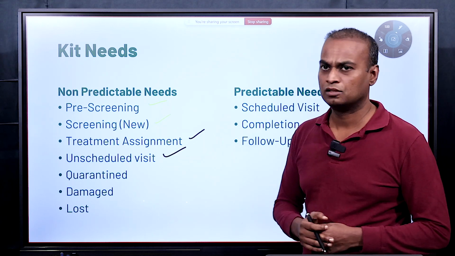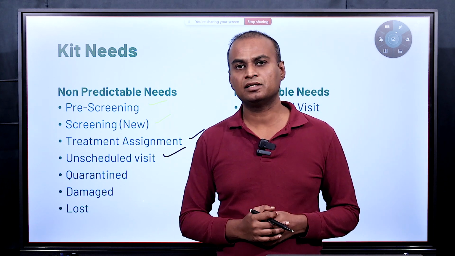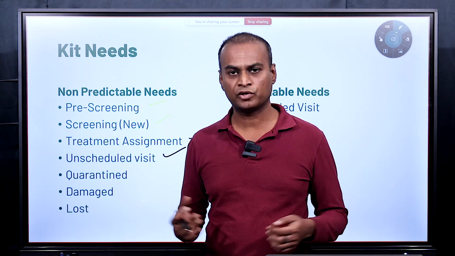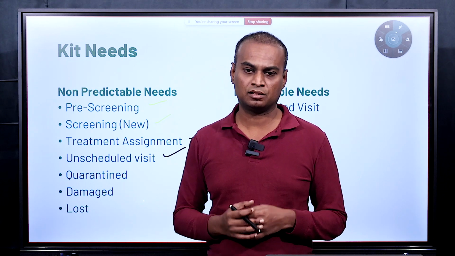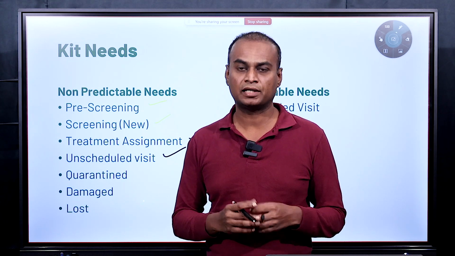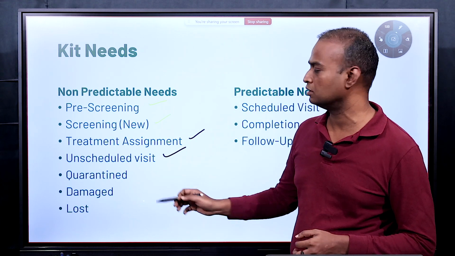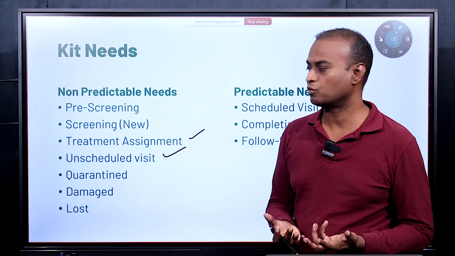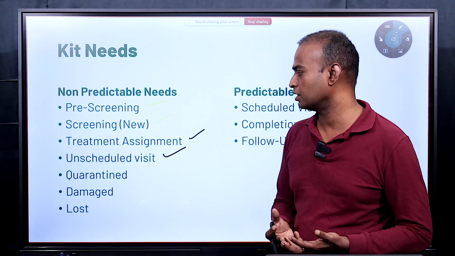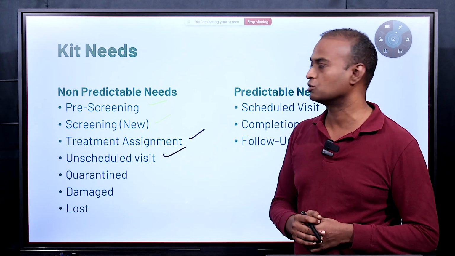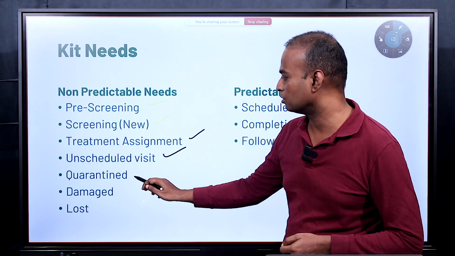Then quarantine. If you quarantine a drug for any reason, maybe you thought that it is out of temperature or out of humidity, or you thought that the drug has some damage, then you initially quarantine the drug. When you quarantine the drug, you don't know when the drug will be quarantined. If the drug is quarantined, the drug is not available to be dispensed. That's the reason quarantined is also considered a non-predictable need.